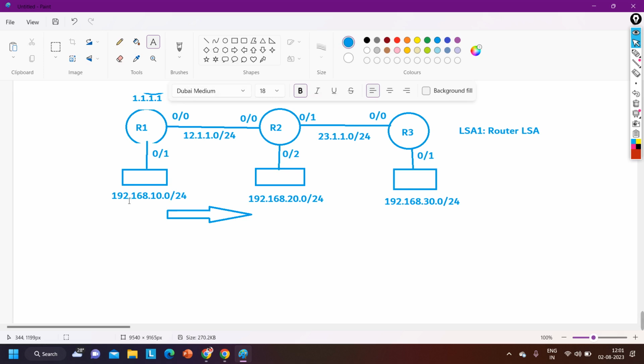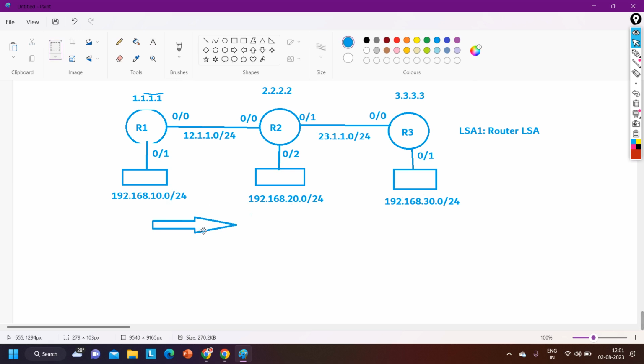See, router 2 needs the networks 192.168.10.0 as well as 30.0. Router 1 needs 20.0 and 30.0. Router 3 needs 20.0 and 10.0. Yes or no? Yes. So all routers in the OSPF domain generate LSA1.